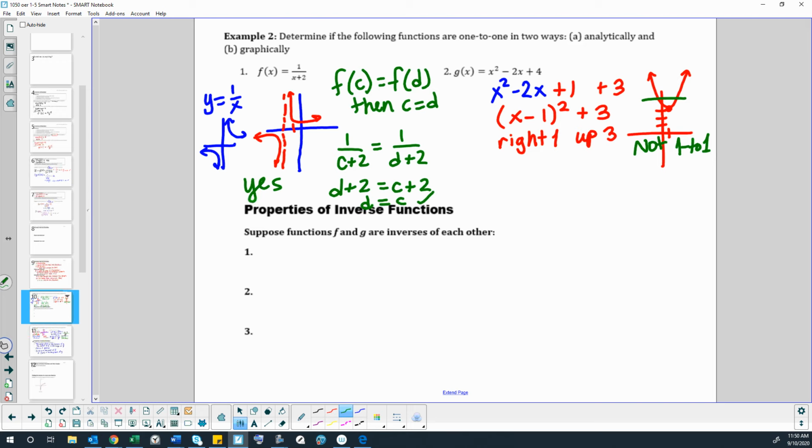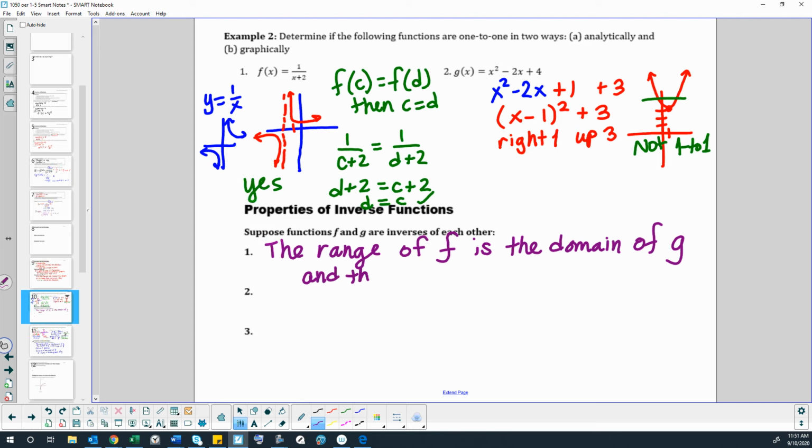Okay, suppose functions f and g are inverses of each other. Then these specific rules apply. So the range of f is the domain of g. And conversely, the domain of f is the range of g. They just trade domain and range.